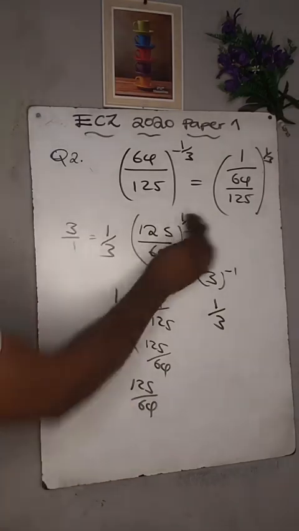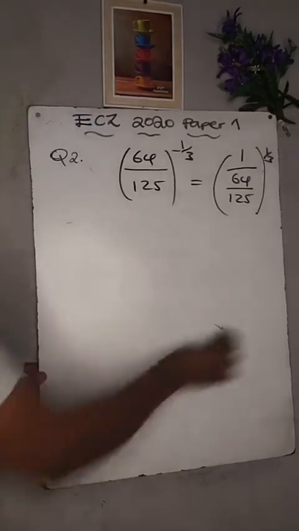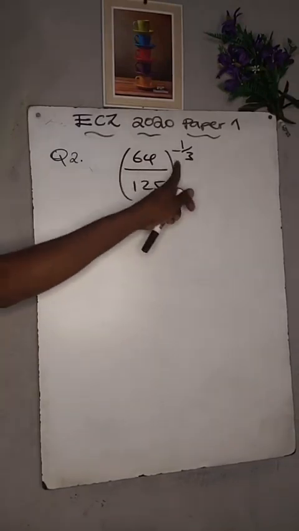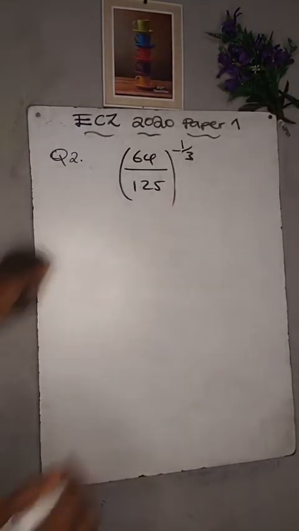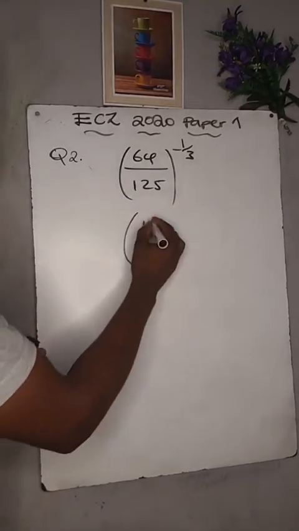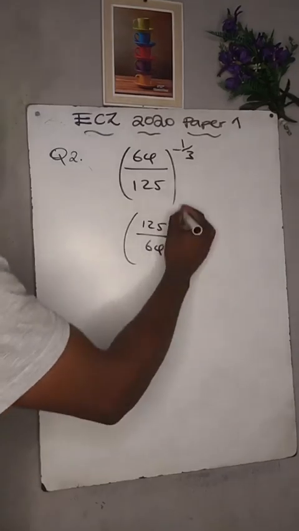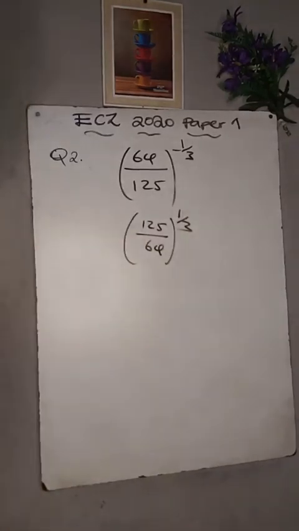So now let's continue. I'm saying that we have 64 over 125 in brackets to the power negative 1 over 3. Because of that negative, we can reciprocate this. Now we're going to have 125 over 64 to the power 1 over 3. So now the negative is gone.